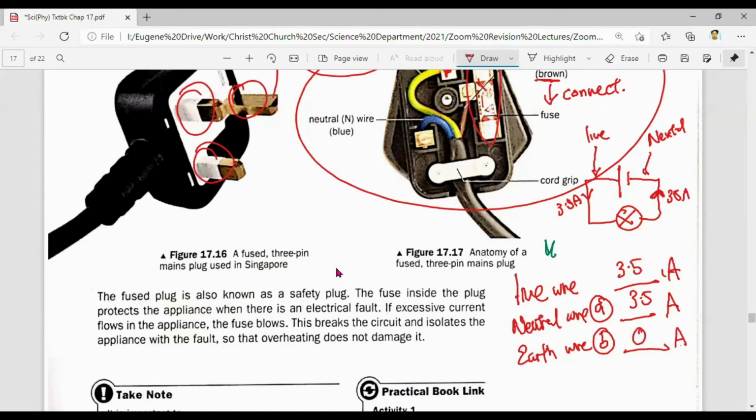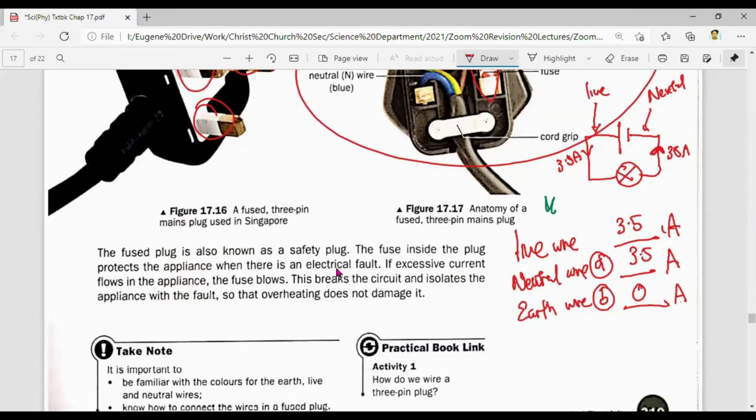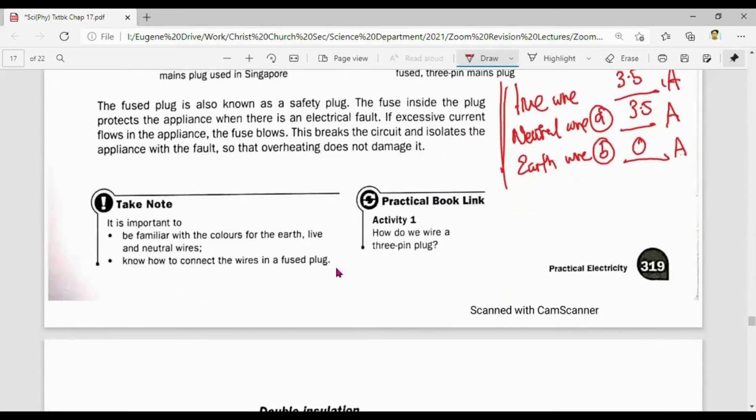So I say again, the live and the neutral should always have the same amount of current flowing through it because it's like a closed circuit. The earth wire, because it's connected to the metal casing, is a safety feature. It's not connected to your main circuit. As such, the earth wire should always be 0 ampere when the circuit is operating properly. This is very common coming out in the papers nowadays, so please be able to decipher all this.